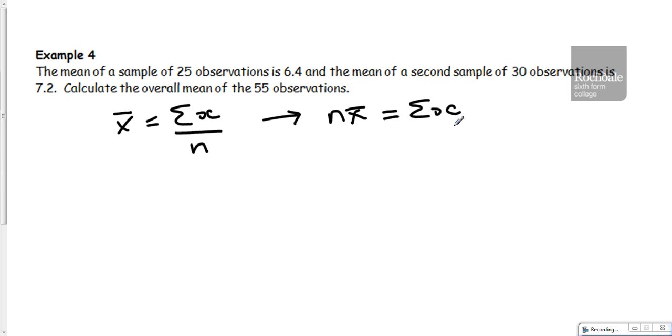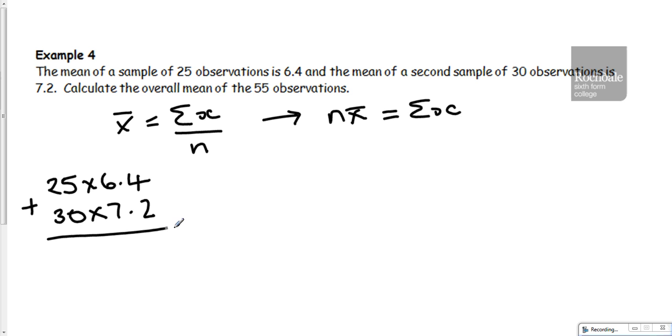I'm then going to combine the two groups of data together and get an overall mean. So let's have a look. The first sample, there are 25 observations. The mean works out to be 6.4, and if you multiply those together and then look at the second sample, there's 30 of those, and on average they are 7.2 each. Work those out and add them together, and that works out to be 376. In other words, the total sum of all the values, all 55 values, is 376.